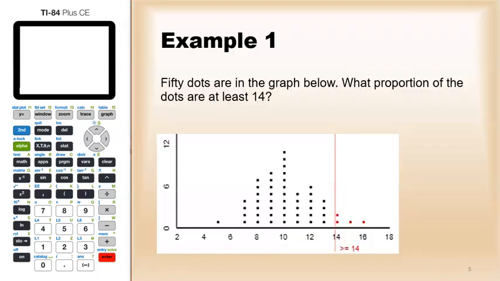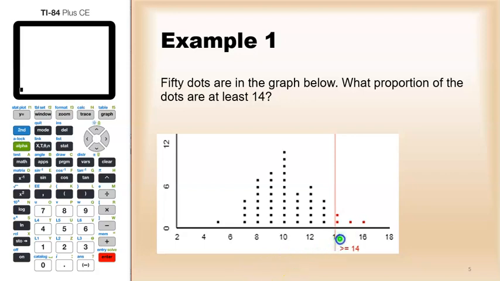Okay, so before we begin with the case study, let's take a couple review questions. First, there are 50 dots in this graph you see here on the screen. What proportion of the dots are at least 14? So the answer is something like this.